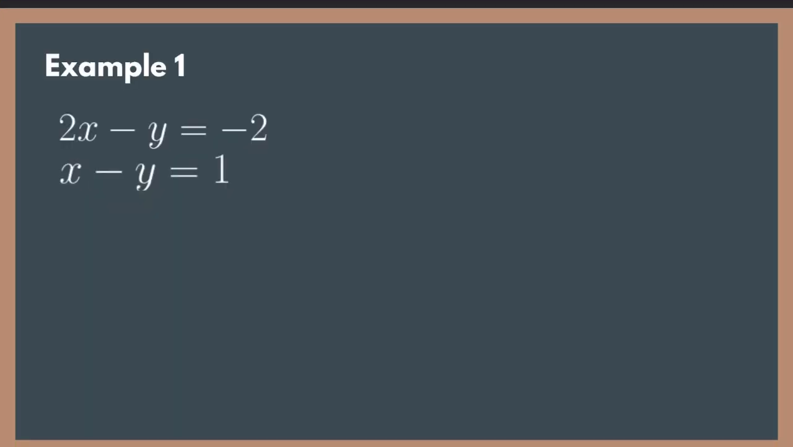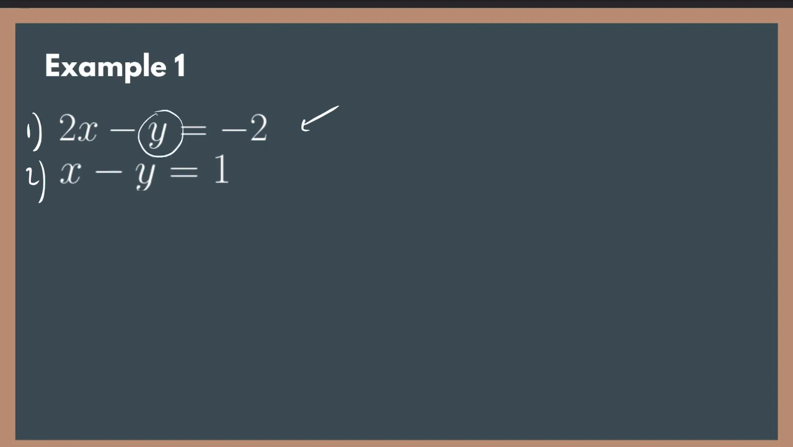For example 1, we have two equations written in standard form. Our first equation is 2x minus y equals -2, and our second equation is x minus y equals 1. Remember that our first step is simplifying the given equations. Here we can take the first equation and solve for y, which is our second step, solving for one variable. Writing this in slope-intercept form allows us to solve for that y variable.